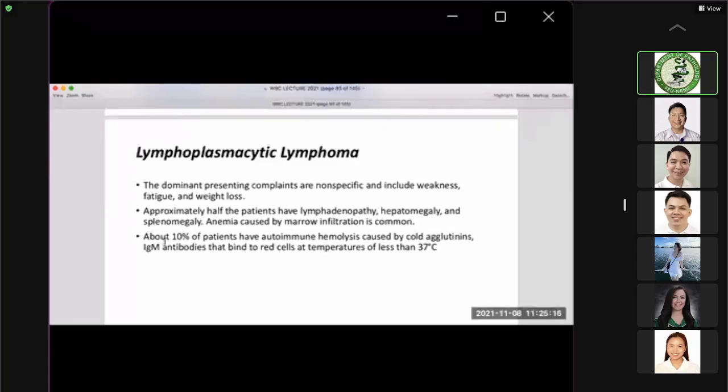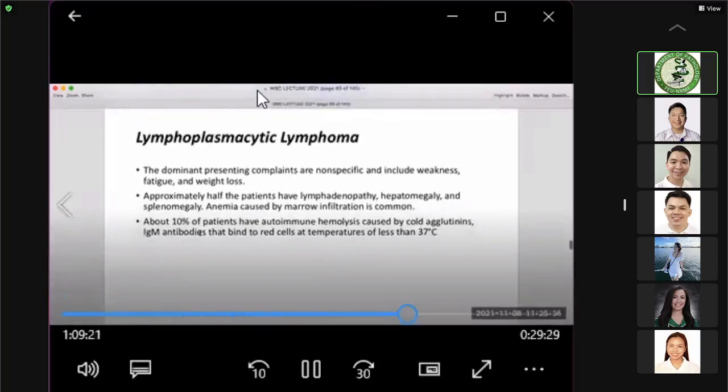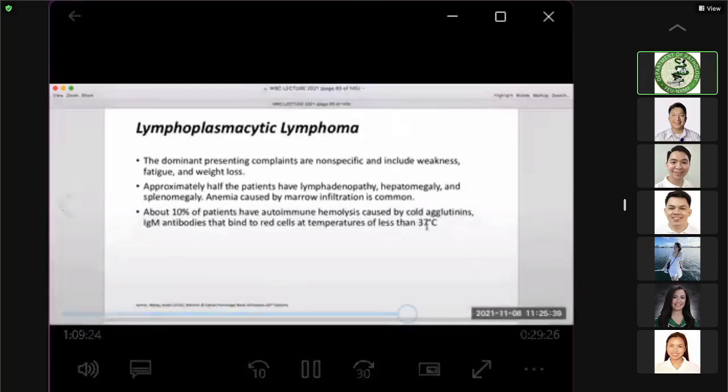And then anemia can also be observed because of the marrow infiltration. So 10% of patients meron silang autoimmune hemolysis because of the cold agglutinins, IgM antibodies that bind to red cells. Okay, since IgM yan, less than 37 degrees centigrade yung desirable temperature for this.